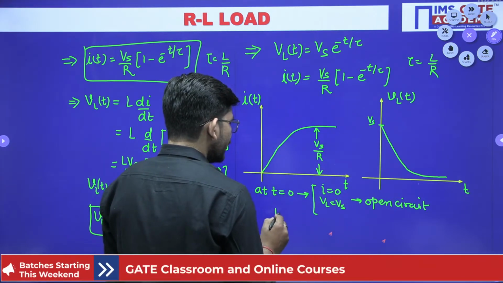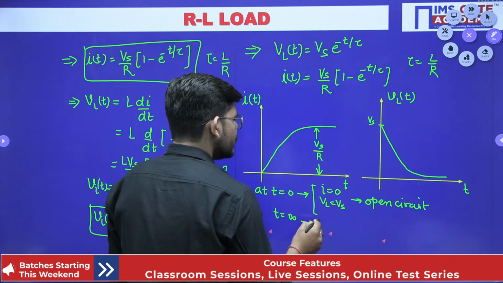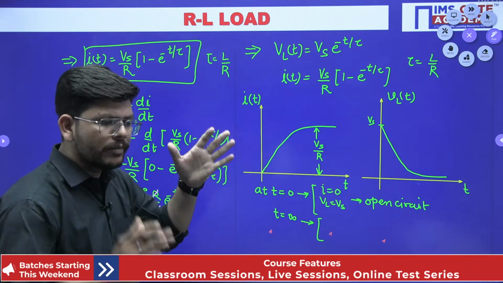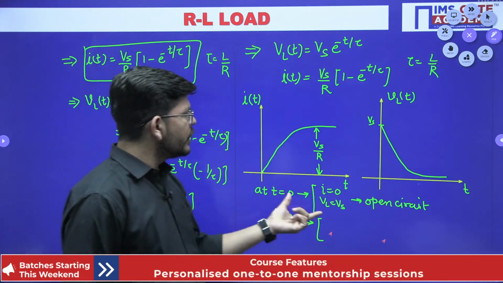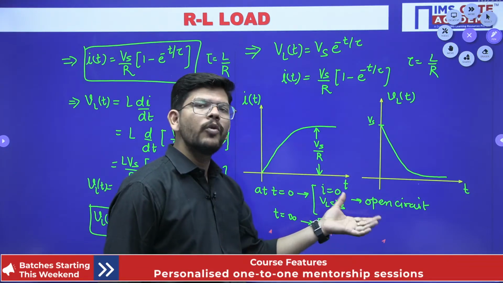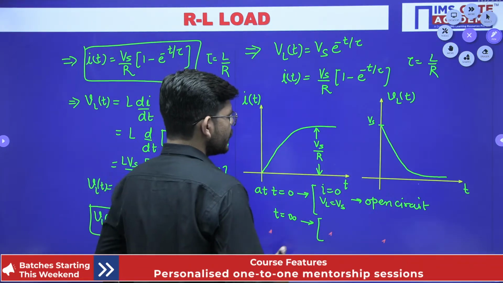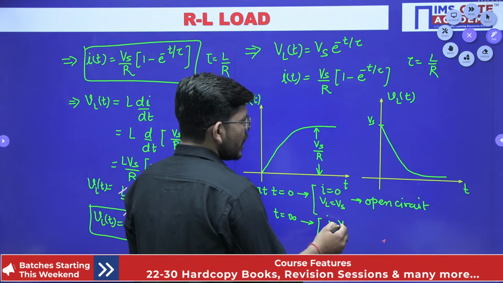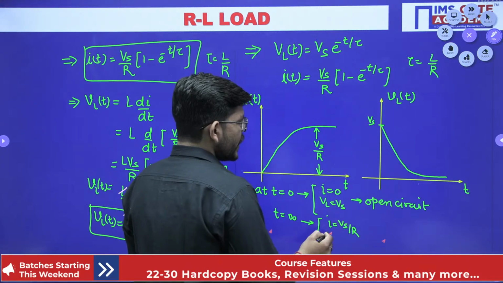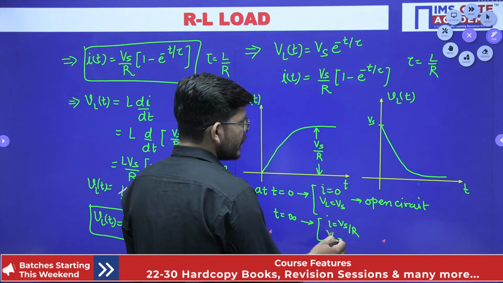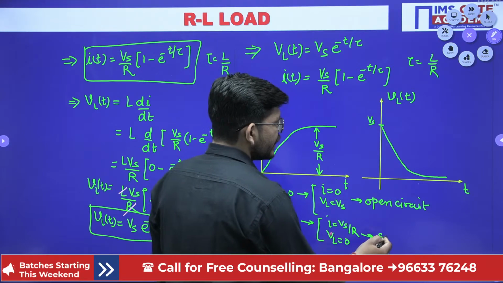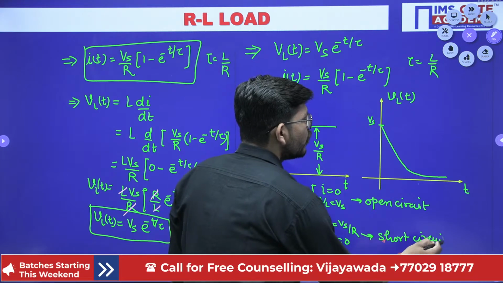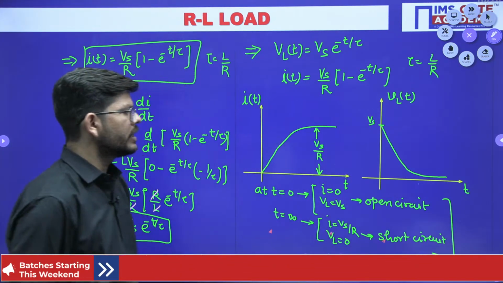Similarly, if I apply t equals infinity, meaning as time progresses, this is the initial condition and this is during the transient. If I am switching on the circuit, what is happening? During the switching on, the inductor behaves as an open circuit. As time progresses, you can see the current is settling to a value Vs by R, and the voltage across the inductor is 0, meaning finally it becomes a short circuit. This is what you know, but you have now seen the proof for that, isn't it?